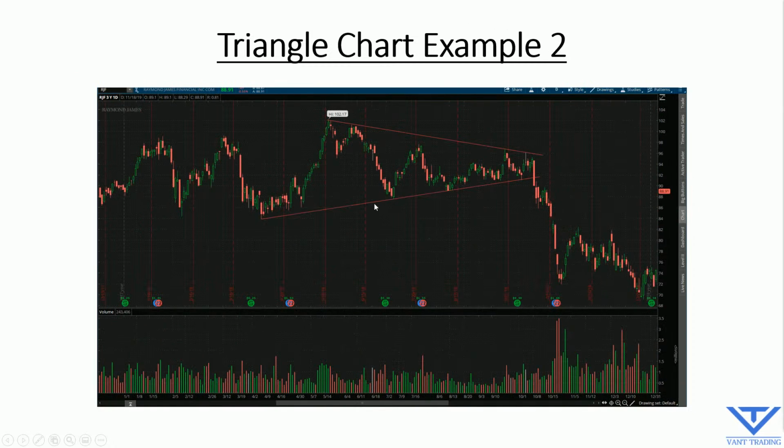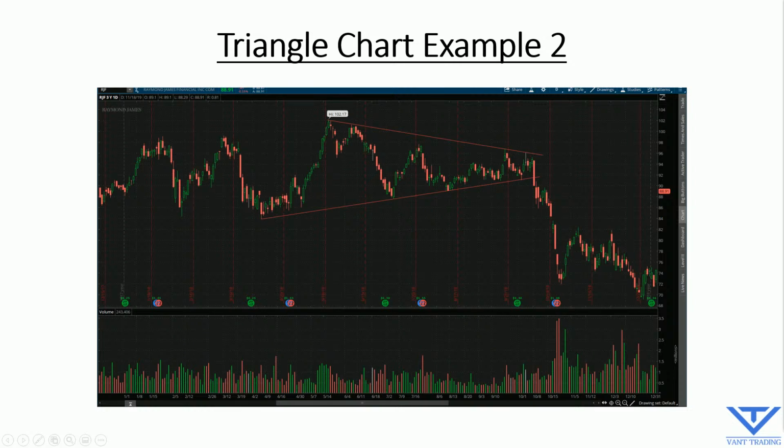Let's see another one, tightening. We bounced a little higher, bounced a little higher, bounced a little higher. Meanwhile, we're bouncing lower off of a ceiling, and eventually it's got to go, and it breaks to the downside, and that led to going from 94 down to 68 in the matter of 2 months. Nice little haircut there.